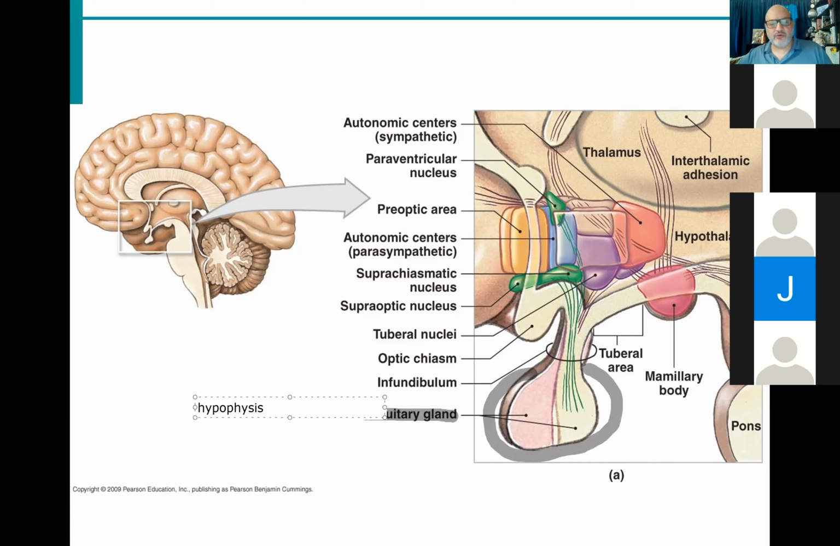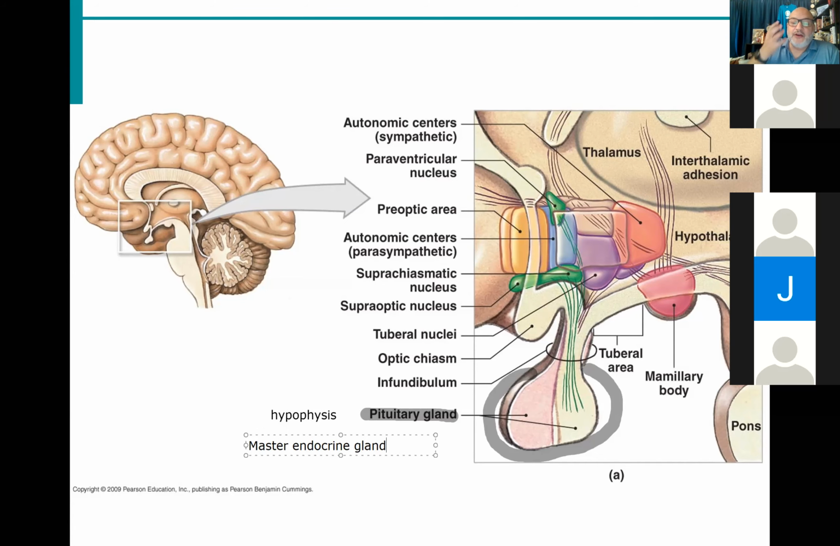Hypophysis or pituitary gland. And what is it that the pituitary gland does? Anyone know? The pituitary gland is the master endocrine gland. It produces well over a dozen hormones. Many of the hormones are things like thyroid stimulating hormone. What do you think thyroid stimulating hormone does? Stimulates the thyroid. See how easy that was?